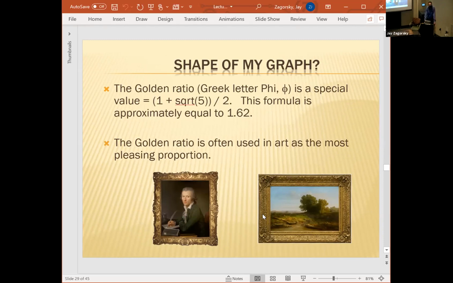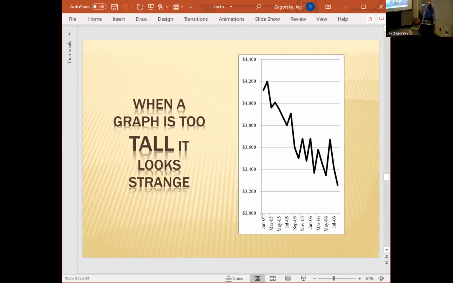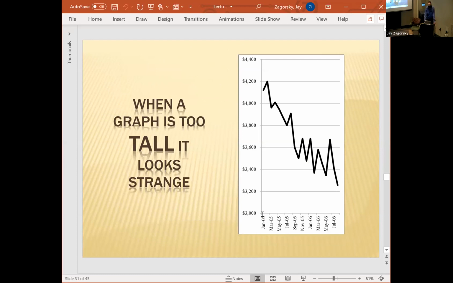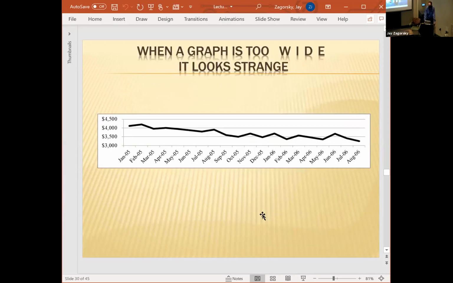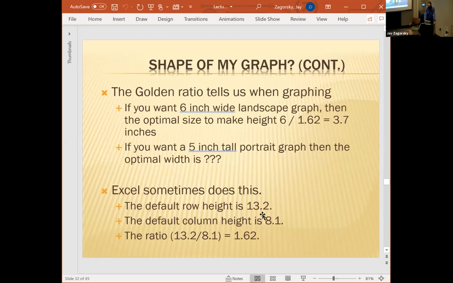Why? Because if you don't use that ratio, graphs look really weird, right? You look at that, you go, what's going on here? People look at it and go, huh? If you make a graph that is about the right ratio, there it is. If you make it using the right ratio, people go, yep, I get it. Makes sense to me. But when it's too skinny or too wide, it just looks strange. And the whole goal is for people to look at your graphs and go, I understand what's going on. And what's the ratio? It's 1.62.